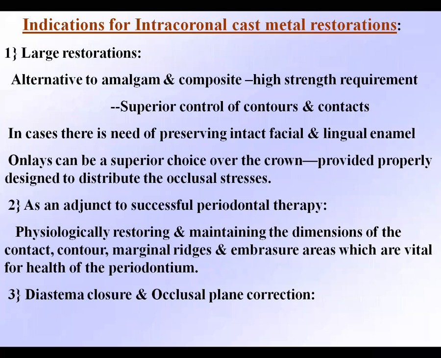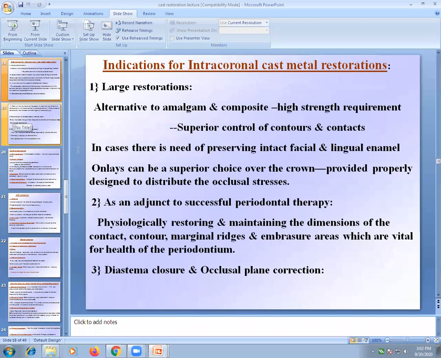So now we will discuss the indications for the intracoronal cast restorations. Basically, cast restorations include inlays, onlays, veneers, full metal crowns, and partial metal crowns. Again, full crowns are divided into metal crown, PFM crown, zirconia crown, lava crowns. All this comes under extracoronal cast metal restorations. In intracoronal cast restorations, there are inlays and onlays.